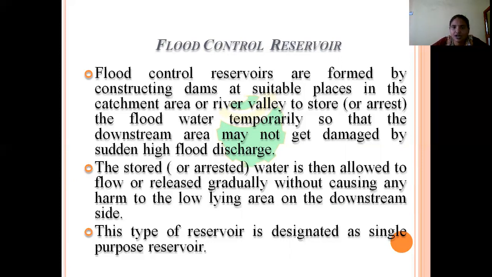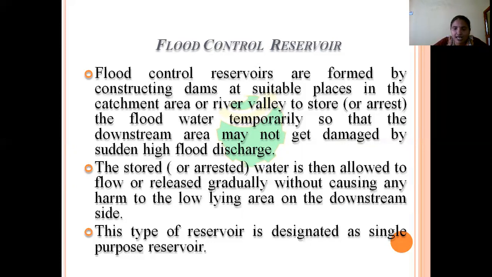So this flood control reservoir will temporarily store the flood water and later discharge it to the downstream side. The stored water is then allowed to flow or is released gradually without causing any harm to the low-lying area on the downstream side.